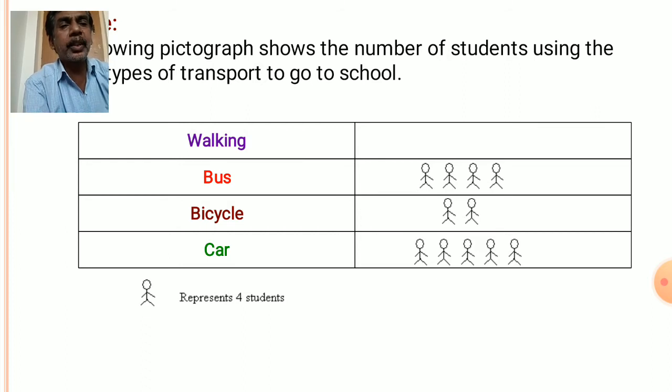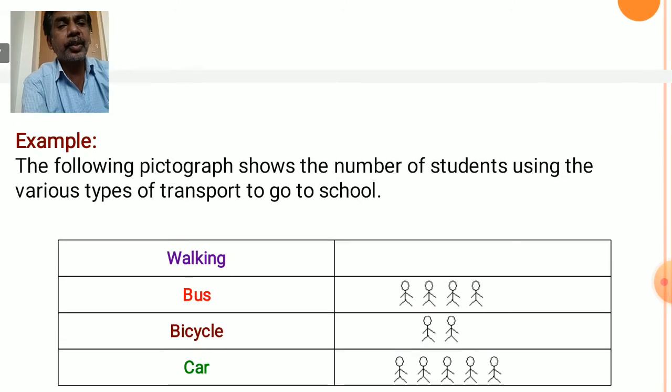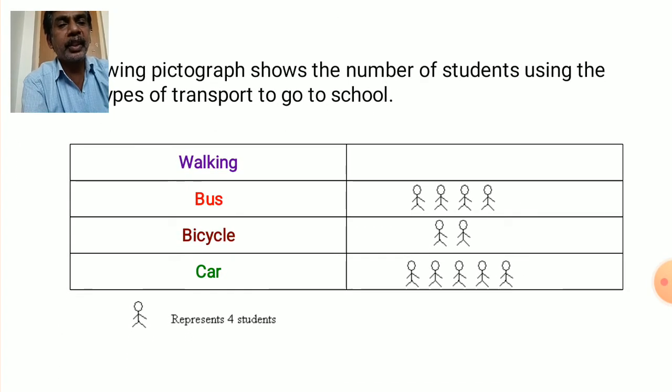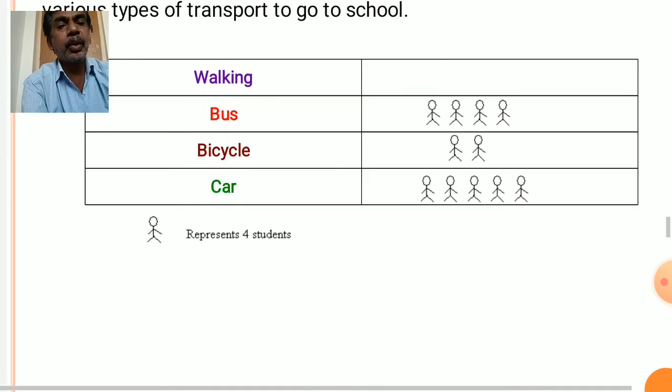Four students are using bus, two students are using bicycle, and five students are using car. Each figure counts as four students. So 4 fours are 16, 4 twos are 8, and 4 fives are 20. 20 students are using car to go to school.